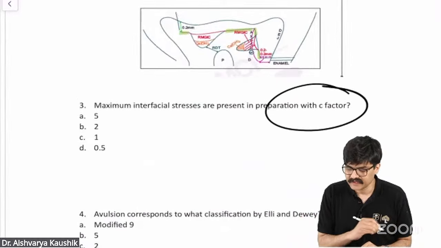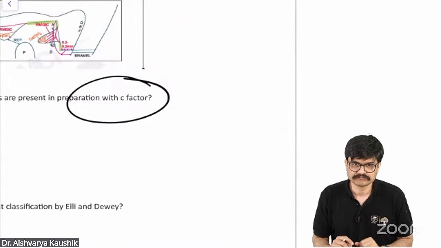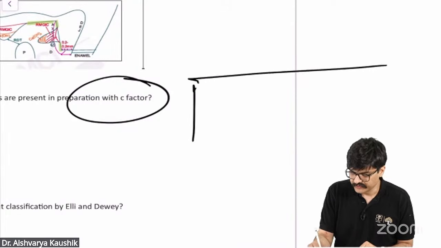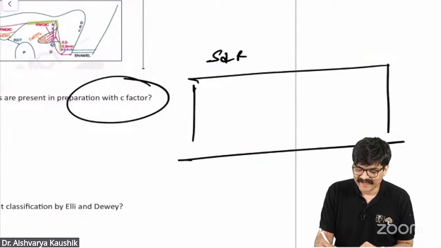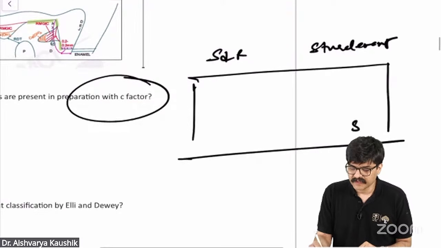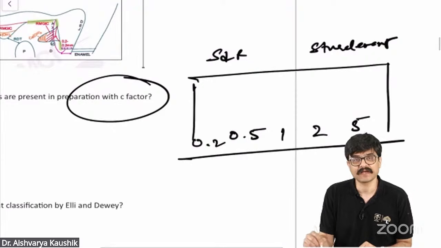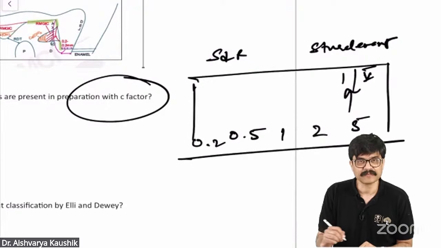So many times in our discussions, lectures and notes, we've made this diagram with Summit and Robbins, as well as Sturdivant, that we have these 5 to 1.5 and 0.2 as the C factor values. 5 is the value for class 1 prep and class 5 prep, isn't it?